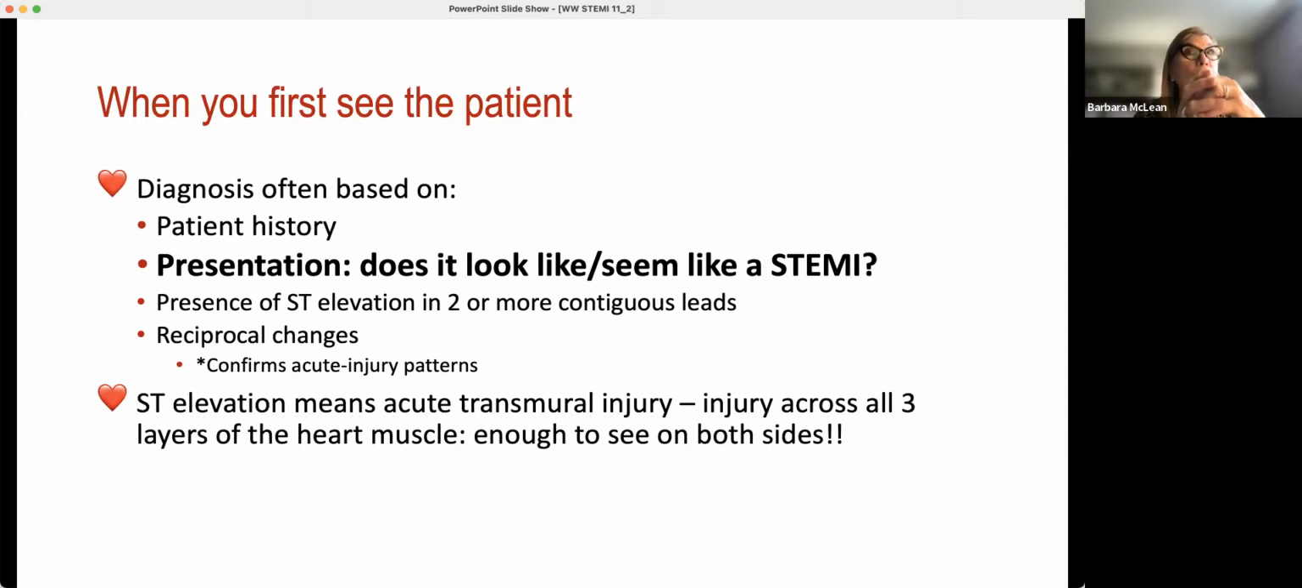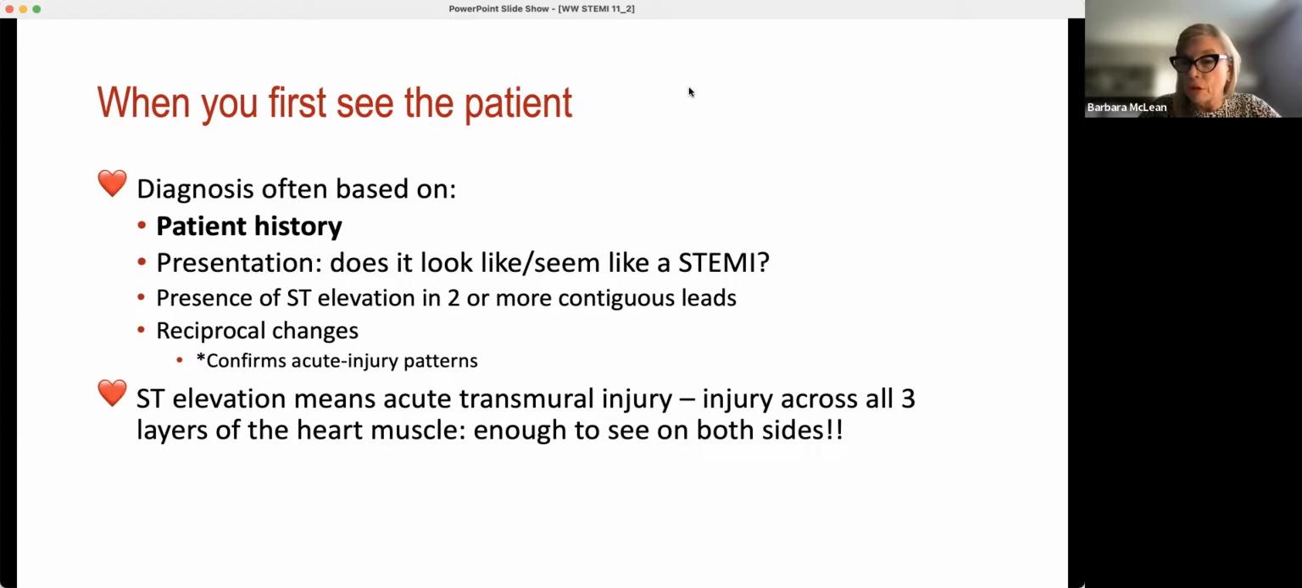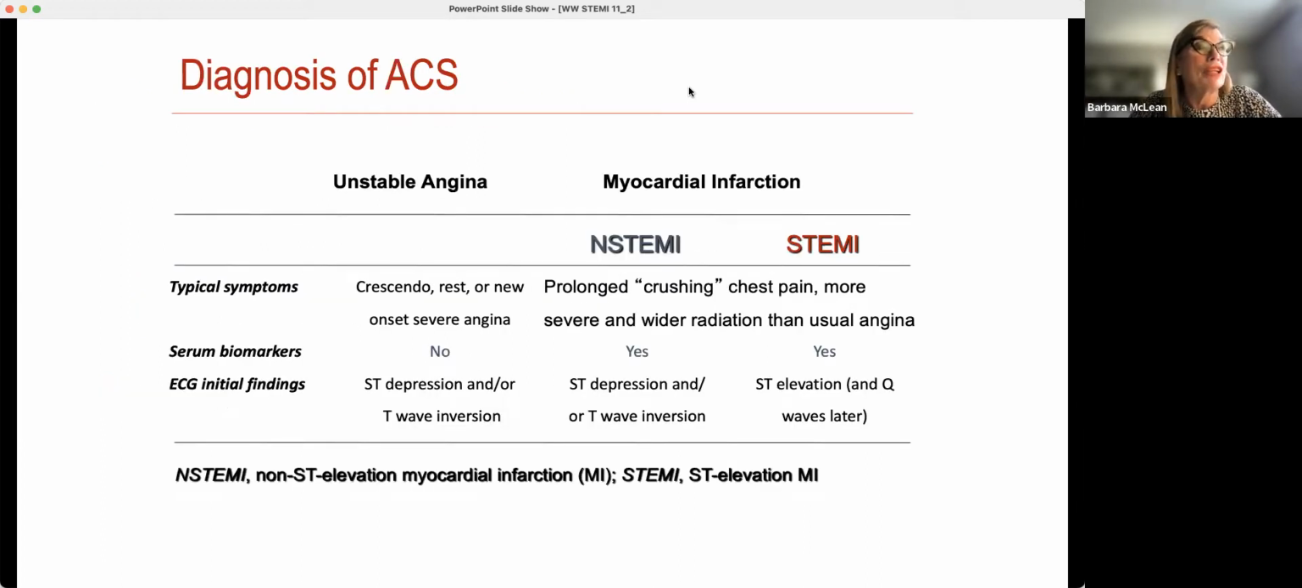You're going to look for reciprocal changes. And if it's inferior and lateral, you need to have reciprocals. But if we're talking about the anterior wall, you might not have any reciprocals. If we're talking about the posterior wall, the only thing you're seeing is the reciprocals. So it's really important to put that into a good framework in terms of how you're deciding if a patient has the possibility of having a STEMI.